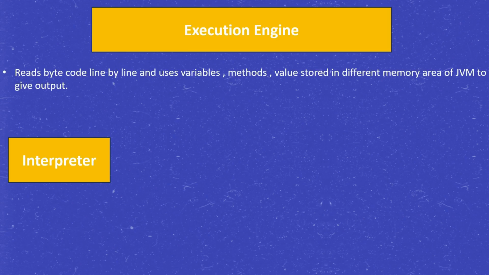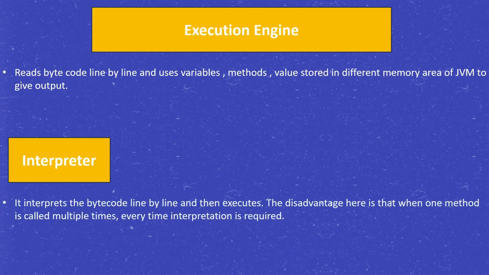So how does the execution engine give you output? First, inside the execution engine we have something called the interpreter. What is an interpreter? It interprets the bytecode line by line and then executes it. What is the disadvantage of using an interpreter? If you have a method, the interpreter will interpret it line by line and then give you an output. So if you are calling that method 10 times, the interpreter has to interpret that method 10 times. So it will slow down the process of getting the output.